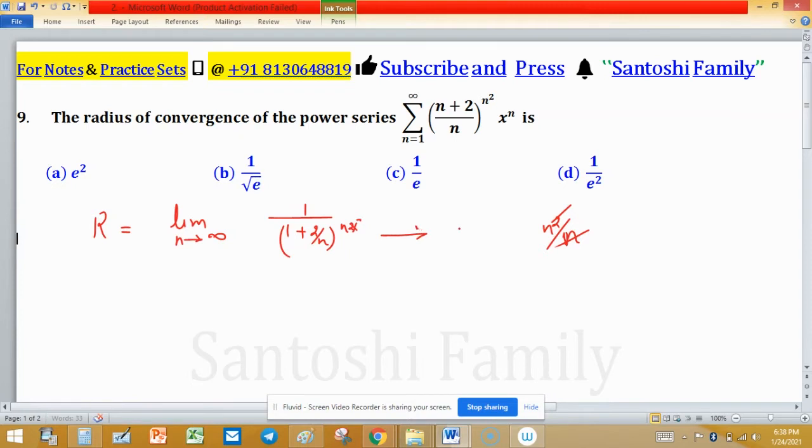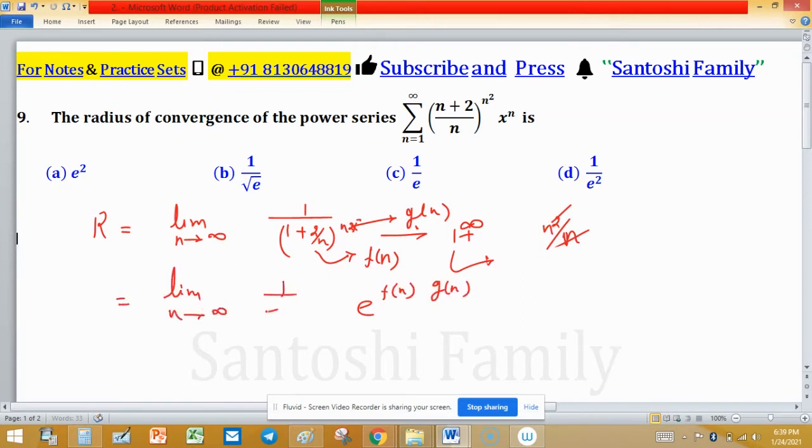Now this is of the format 1 raised to the power infinity, an indeterminate form type. So this is our f(n), because this is in terms of n, and this is g(n), so its limit will be e raised to the power f(n) into g(n). So this is limit n tends to infinity 1 upon e square. So R equal to 1 upon e square. Which option is giving 1 upon e square? Option D is giving the correct information about the radius of convergence. So option D is our right choice here.